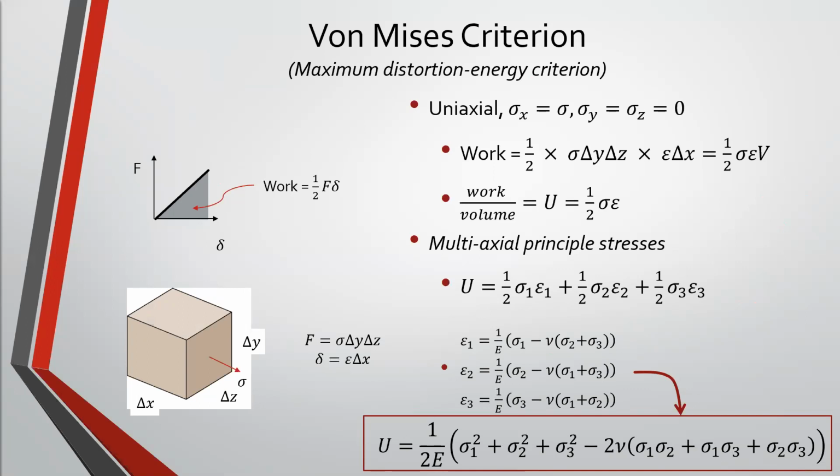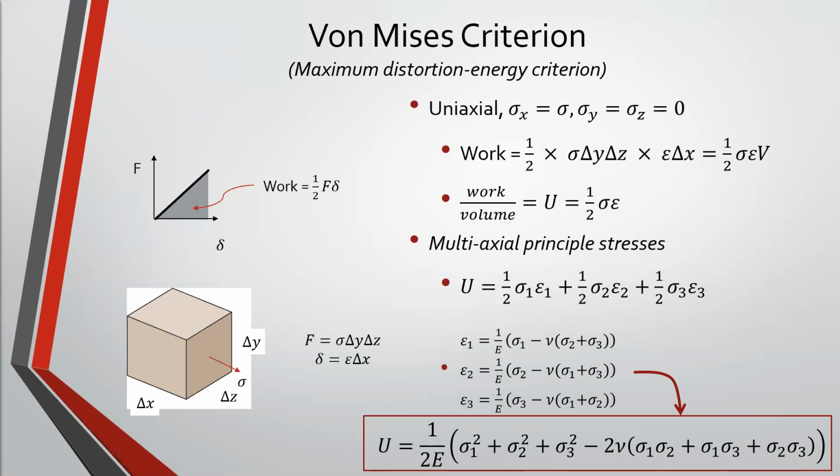Then you multiply by the strain times that length, and that gives you a distance that you're acting over. That work equation that I give you there is for uniaxial stress in the x direction. And that ends up equaling 1/2 stress times strain times volume. Earlier in this class, we talked about strain energy density, which was work per unit volume. And that was the area under the stress strain curve.